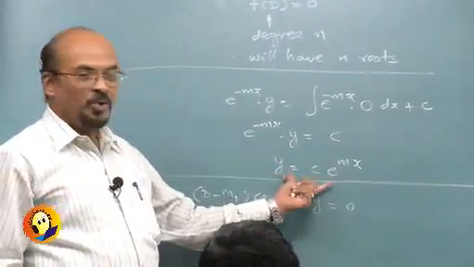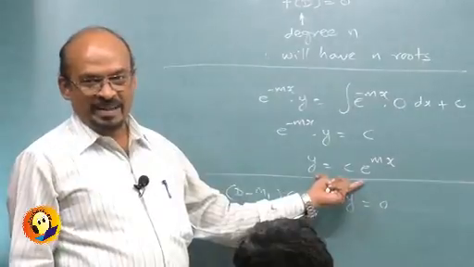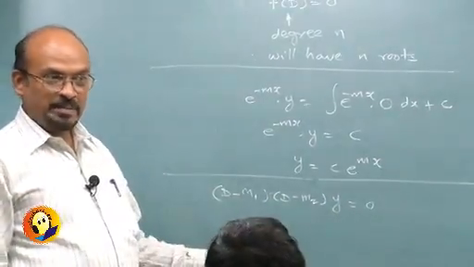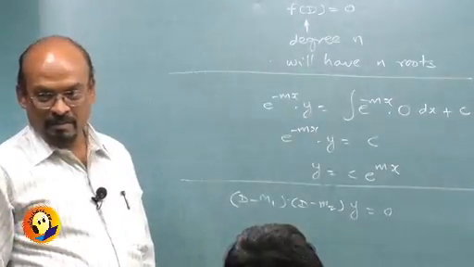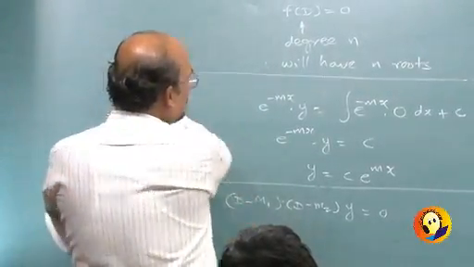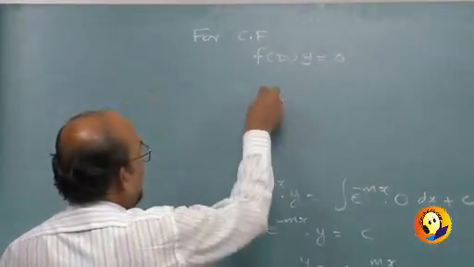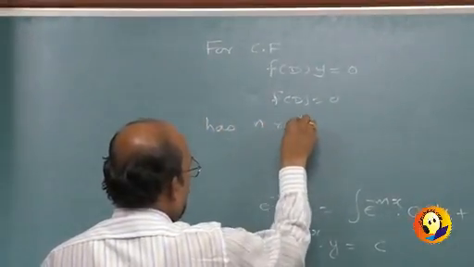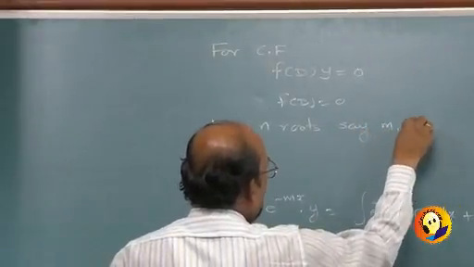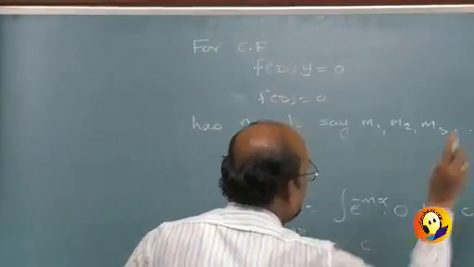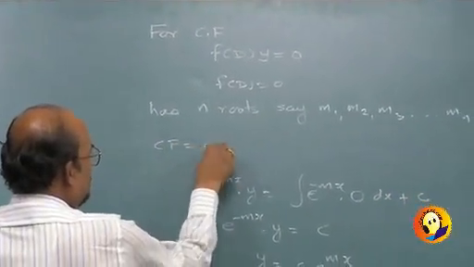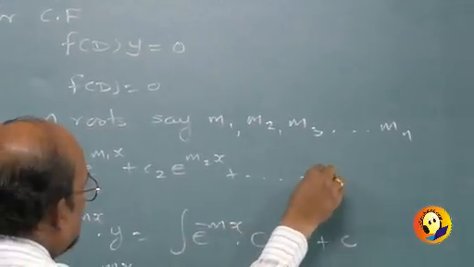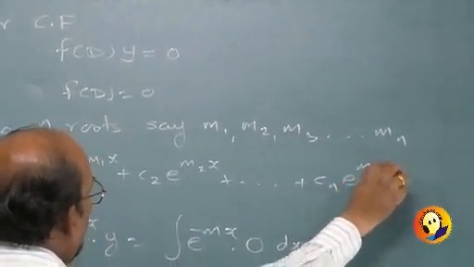We just go with our mathematical induction. Could be wrong at times, but I am proving it for 1 and generalizing it for n. The second step, for k equal to something, n minus 1, I am not doing that. But that's where our engineering mathematics works. So we say that f of D equal to 0 has n roots, say m1, m2, m3, etc. up to mn, then the CF is going to be c1 e raised to m1x plus c2 e raised to m2x plus etc. plus cn e raised to mnx, our formula number 1.